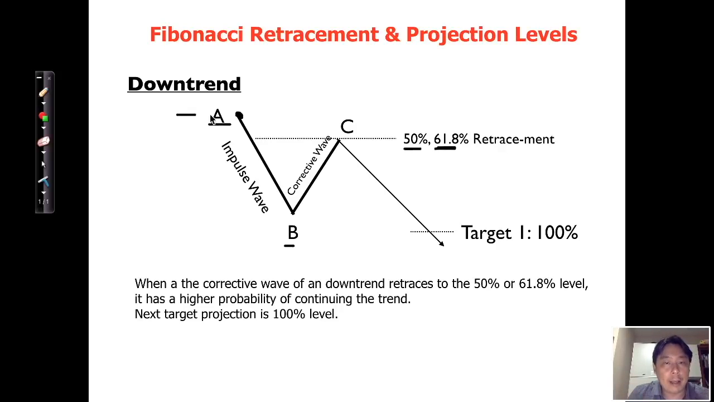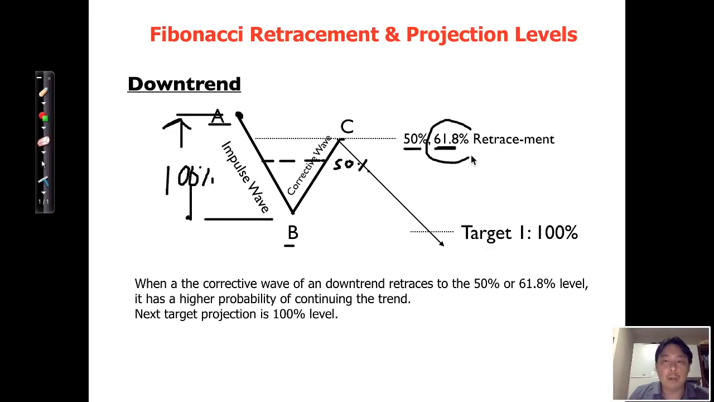level. So if you think of A to B, the distance from A to B, let's take it as 100%, like so. Then we want the corrective wave to retrace to 50% of that. Somewhere there would be 50%. And ideally, to retrace to 61.8%, which is the actual Fibonacci level. But if it retraces to more than 61.8%, it tells you that the downtrend wave could be broken, and it's a very risky trade to take. All right. So let's take a look at an example on the charts right now.